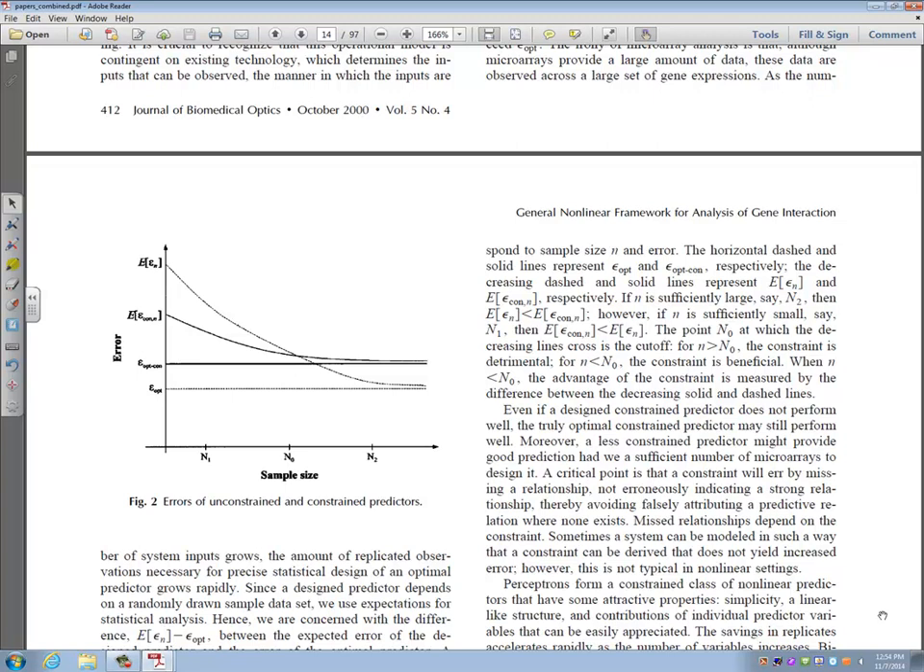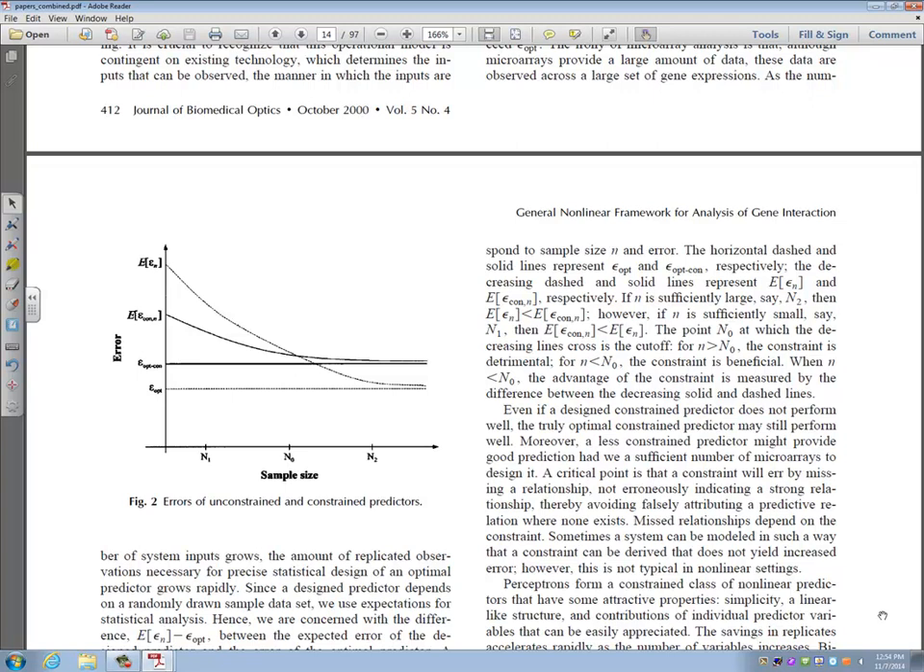Now the problem is you are going to have to design the predictor from the data. Nobody is going to give you the probability distributions and all that. So if you design from the data, then it's basically a random variable, because it depends on the sample. So you have to look at the expectation. The expected value of the error is going to approach the error of the optimal nonlinear predictor as the sample size goes to infinity.